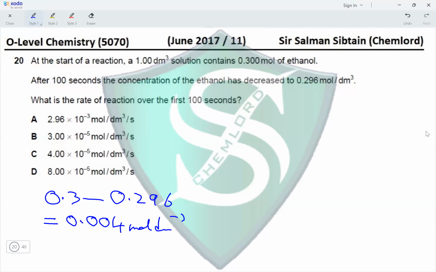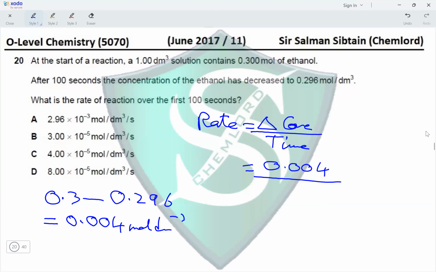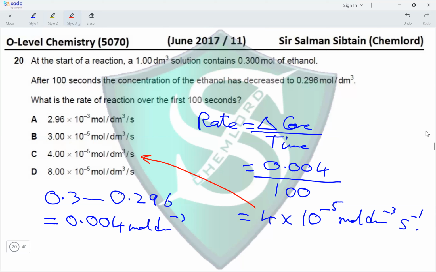So what are they asking us? What is the rate of reaction over the first 100 seconds? So rate is given as change in concentration upon time. So the change in concentration is 0.004 mole per dm cube and time is 100 seconds. So this would give us a value of 4 into 10 to the power of minus 5 mole per dm cube per second. So this answer is present in option C, making C the correct option for this question.